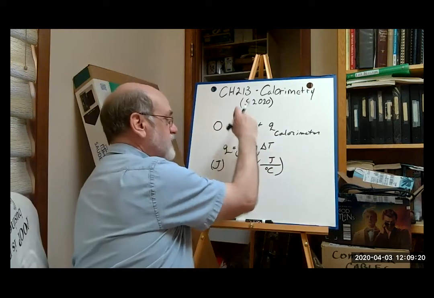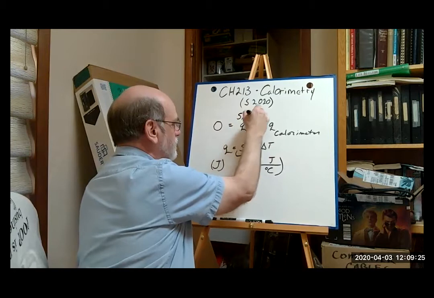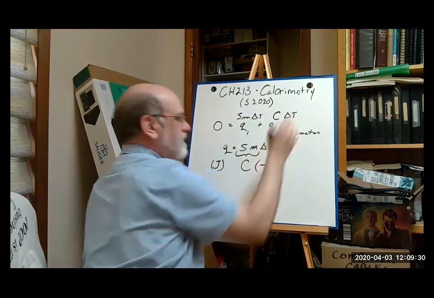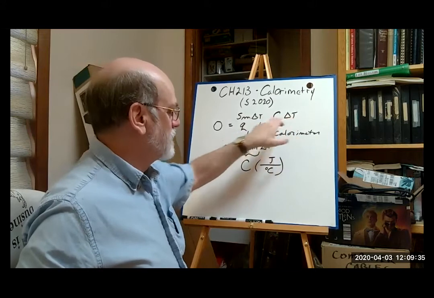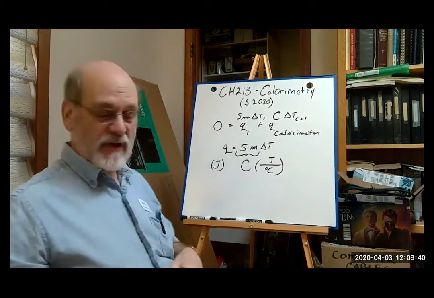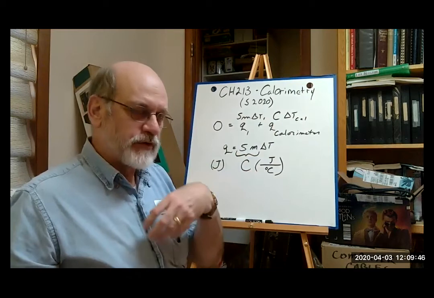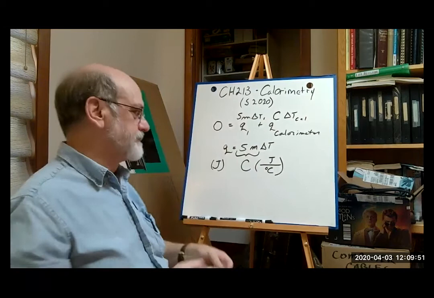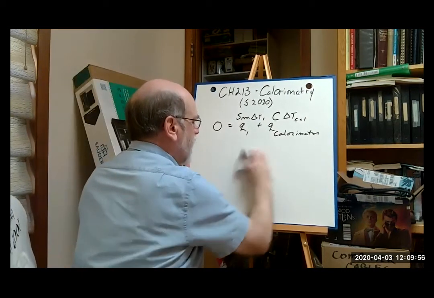Right? So while this expression would be something like that, this one would only be that times that. Okay? And these two are not necessarily the same, because the temperature change might be different for the substance inside the calorimeter as opposed to the calorimeter itself. They could be the same, but not necessarily. Okay, so how do we determine the calorimeter constant?